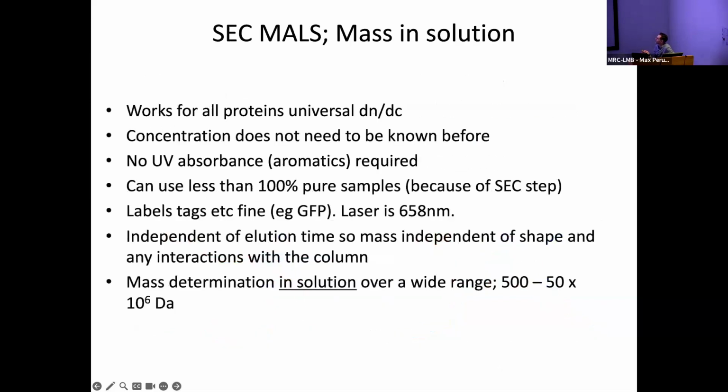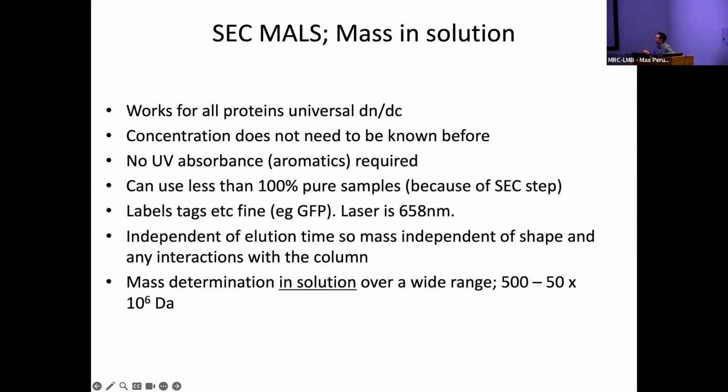Okay, so SEC-MALS is something we do in solution. You can do it in any buffer. We try to minimize certain things, so try not to have TCEP instead of DTT. Try not to have too much glycerol, because that can start making it noisy, but in principle it works with any buffer. So it works for all proteins.